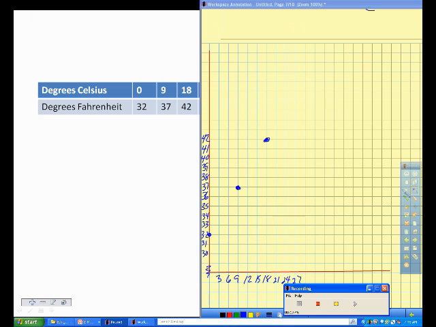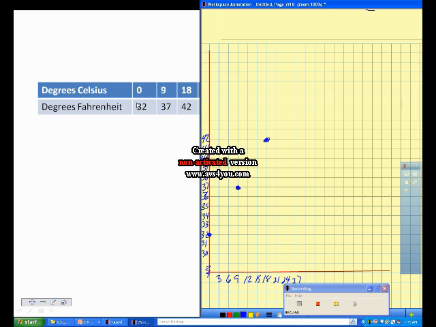So here's another example of where we have a chart that shows the relationship between Celsius and Fahrenheit. There's actually a relationship, a formula you can use between the two. When it's 0 degrees Celsius, it's actually 32 degrees Fahrenheit. When it's 9 degrees Celsius, it's 37 degrees Fahrenheit. When it's 18 degrees Celsius, it's 42 degrees Fahrenheit. So I've graphed that relationship.